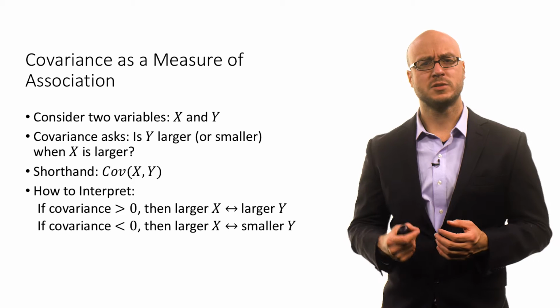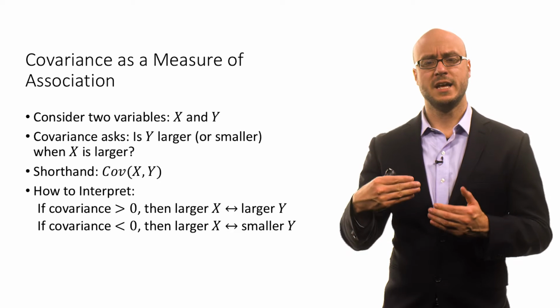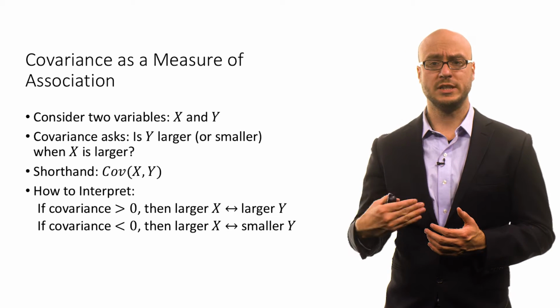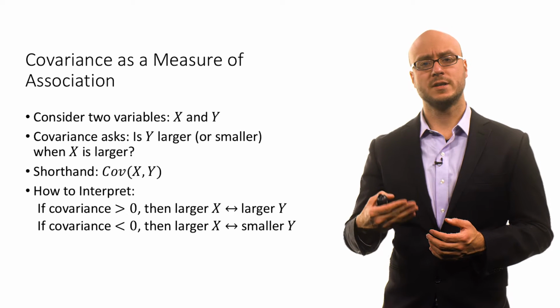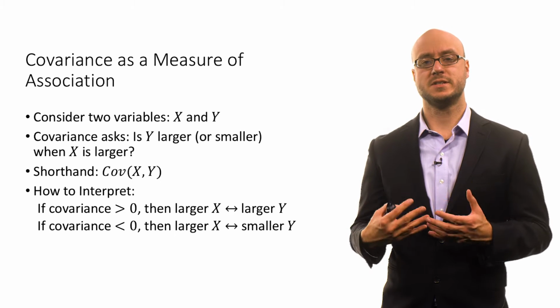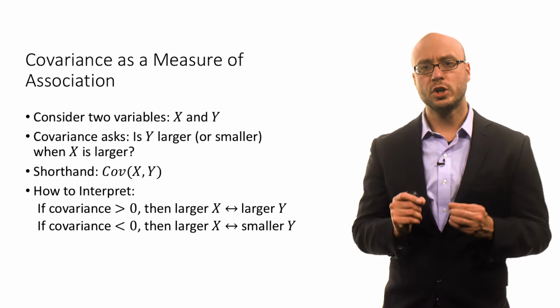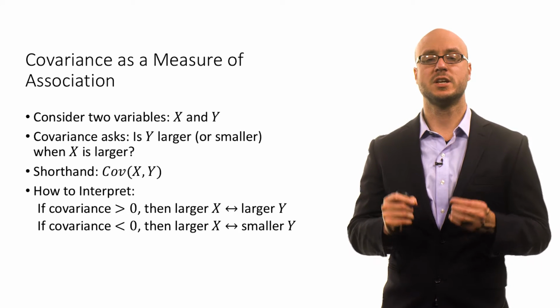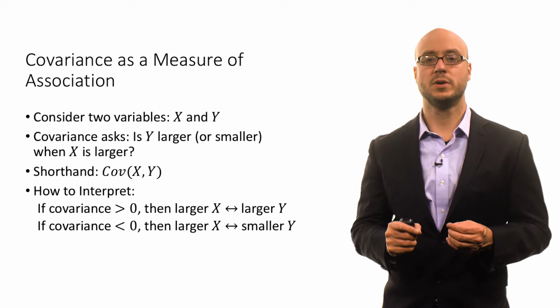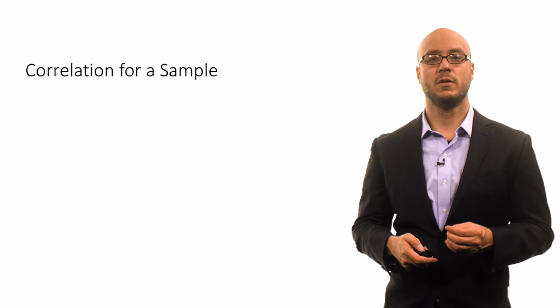How do we interpret covariance? Well, if covariance is greater than 0, then this implies a larger x will lead to a larger y. If covariance is less than 0, then this suggests a larger x will lead to a smaller y. To put it another way, covariance gives us the direction of a linear relationship between two numerical variables.